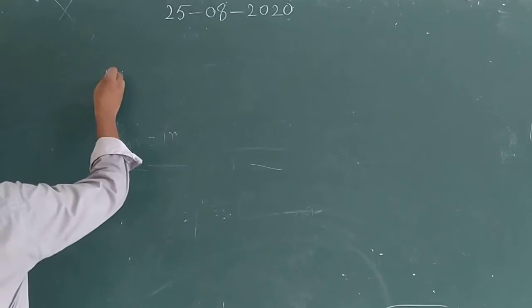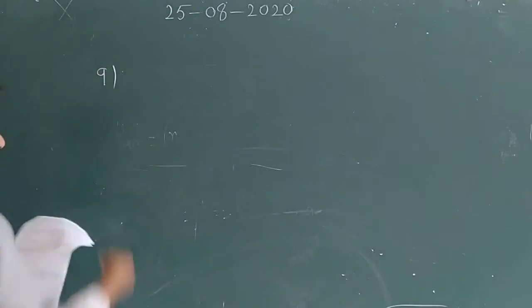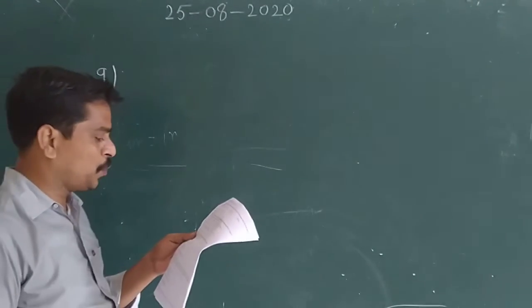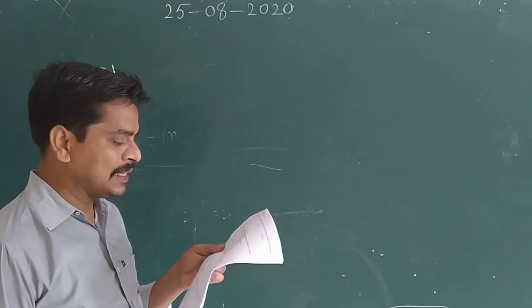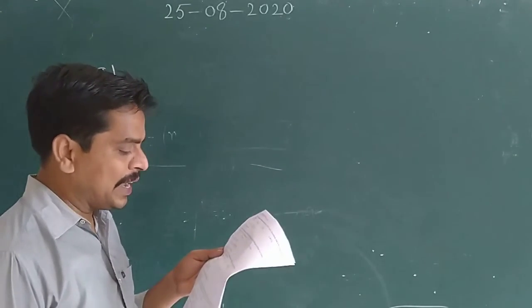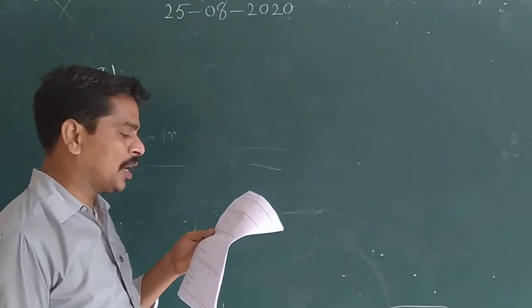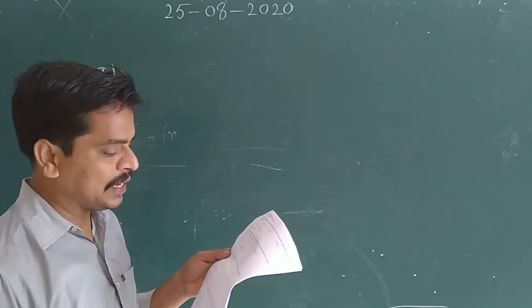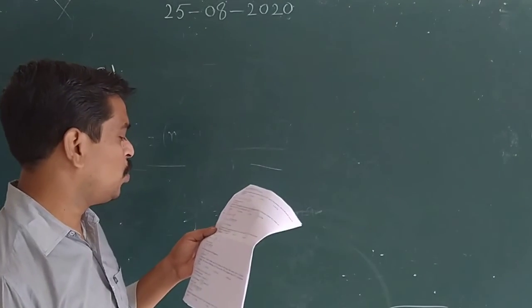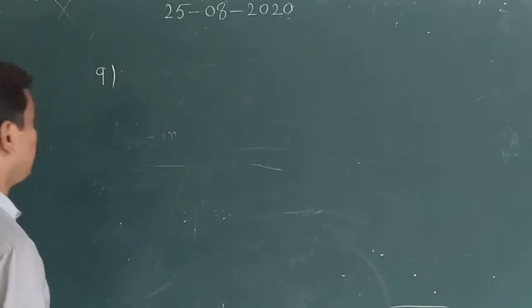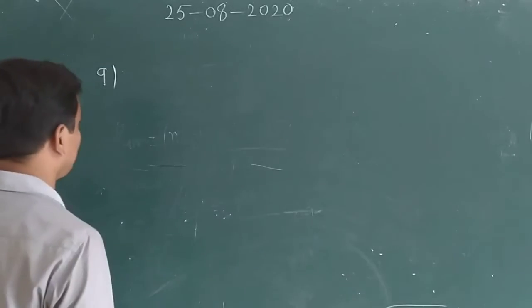And listen students, here 2.9 grams of gas at 95 degrees occupies the same volume as 0.184 grams of dihydrogen at 17 degrees, at the same pressure. What is the molar mass of the gas? Listen students, the volume of the two gases remains the same.